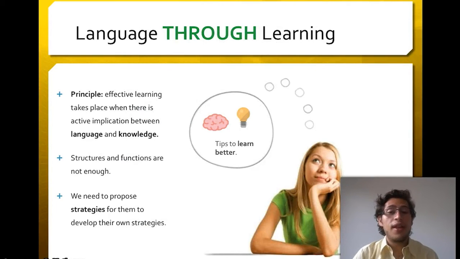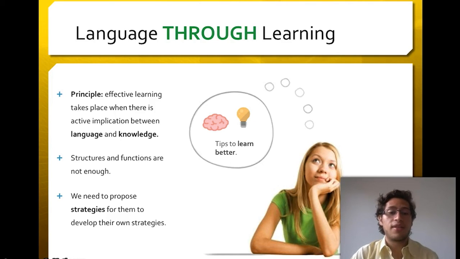Okay, and now let's go through the last subcategory of communication. This one is language through learning. Behind language through learning lies the principle, supported by CLIL, that effective learning takes place when there is active implication between language and knowledge. Here we teach students tips and strategies, but we also help them develop strategies by themselves. This means that we facilitate conditions so that they come up with their own strategies, or explore and discover them by themselves.